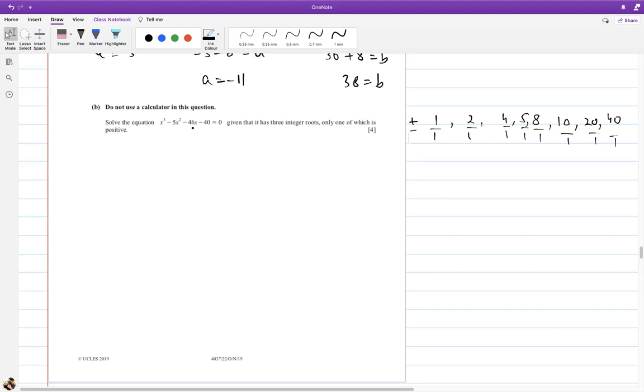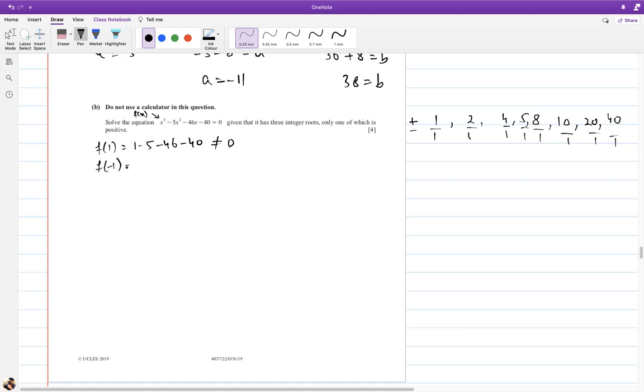Now that means I'll just try which one works. So I'm just going to try it on the left hand side. I'll use what we call remainder factor theorem. You know about it, right? So I'm going to put x equal to 1 in there. So let me say that this is f of x. So if I put f of 1, what will I get? 1 minus 5 minus 46 minus 40. No way that is 0. Not going to use it.